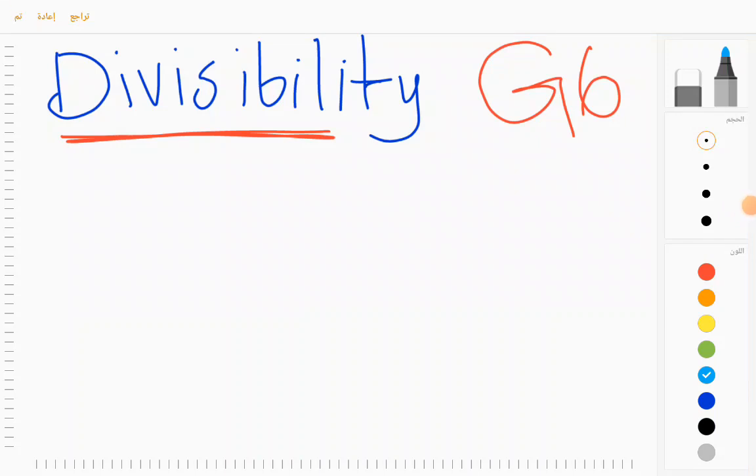Today we're gonna talk about divisibility. So first of all, what's meant by divisibility? Let me ask you a question. What is the quotient of 12 divided by 5? Is there anything in times table 5 that gives a product of 12? Is there anything, 5 times what equals 12?